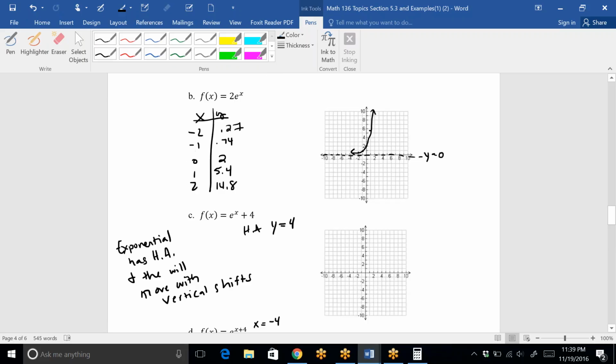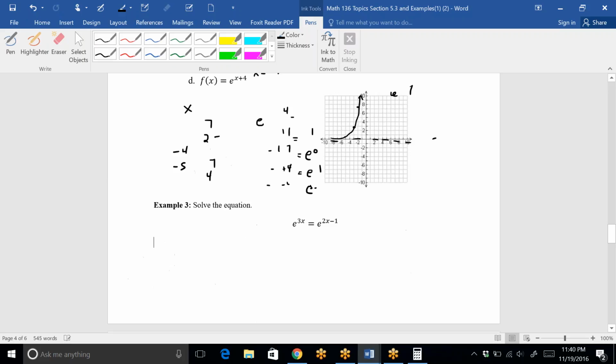The horizontal asymptote shifts, remember, in this one, because you're adding or subtracting to your y value. So this guy essentially ends up looking like this. And then this kind of goes same pattern as before, but I don't have the points in there. Okay.